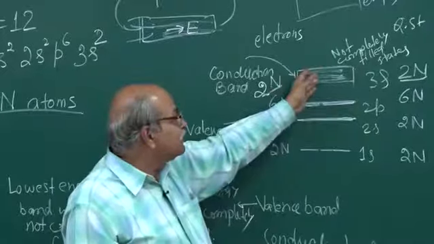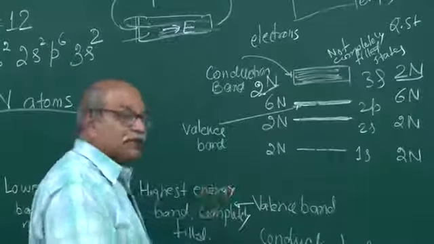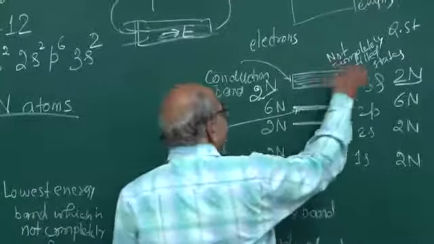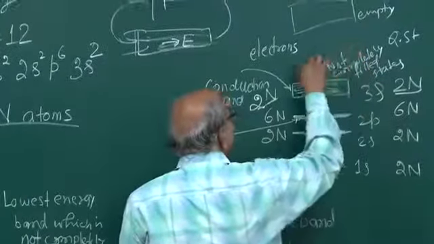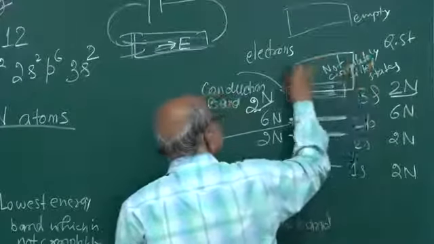So what happens here? For magnesium and in many other materials, conductors, the next 3p state overlaps with this. This is 3s, and then next will be 3p, and after spreading, 3p goes like this. Suppose this is 3p.